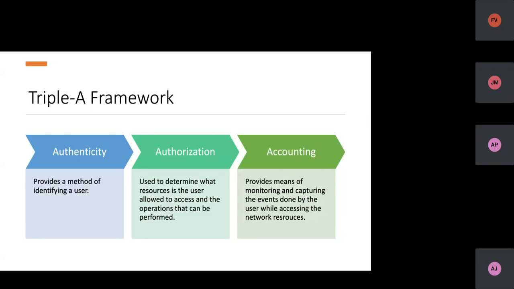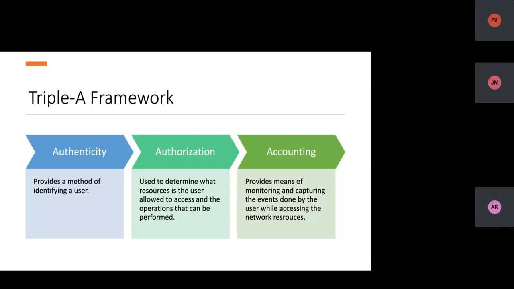The AAA framework is pretty much the same. Authentication is the method of identifying a user. And authorization determines what resources the user is allowed to access. That is confidentiality; it somewhat coincides. And accounting means monitoring and capturing.